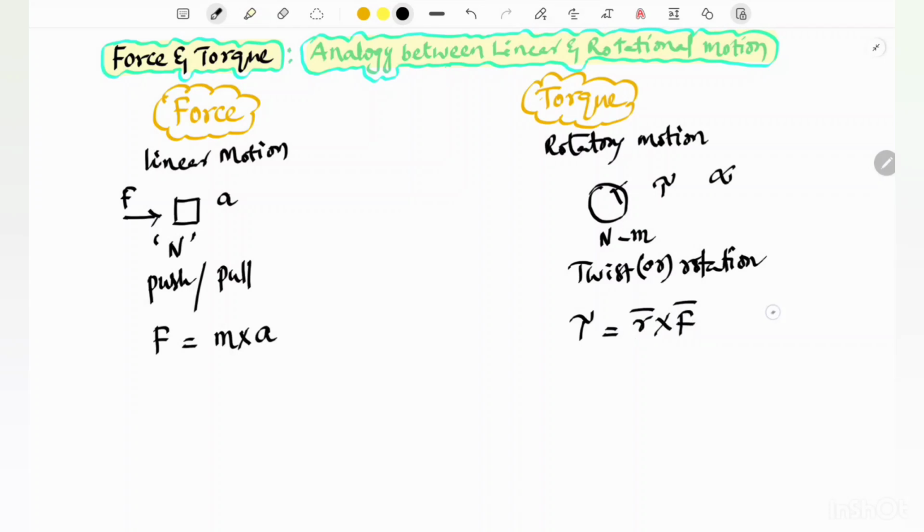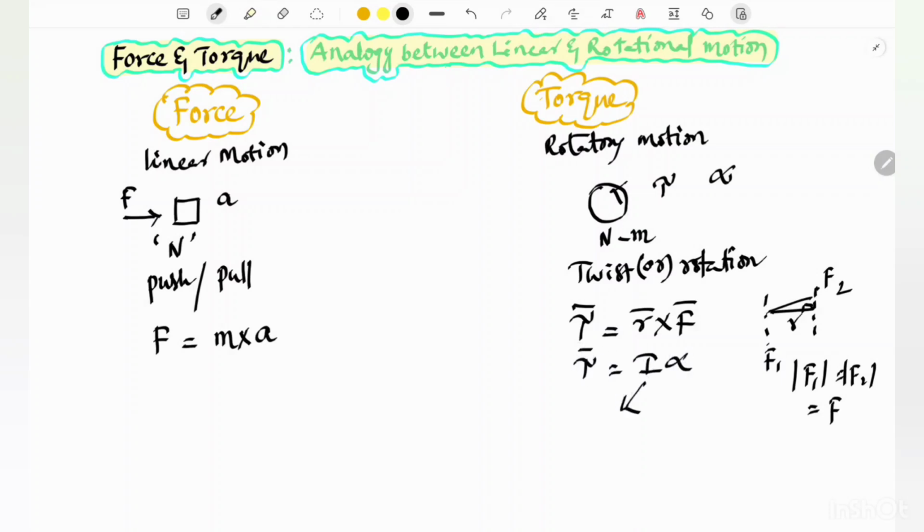Here r bar is the perpendicular distance between the line of forces. Let us say F1 and F2 are two forces acting on a body such that the magnitude of F1 is equal to F2, that is, these two forces have the same magnitude. Then the perpendicular distance between the lines of forces is r and their magnitude is F. Then we can write the cross product such that tau bar is equal to r bar cross F bar, or we can write tau bar is equal to I alpha. Here I is the moment of inertia, and alpha is angular acceleration.